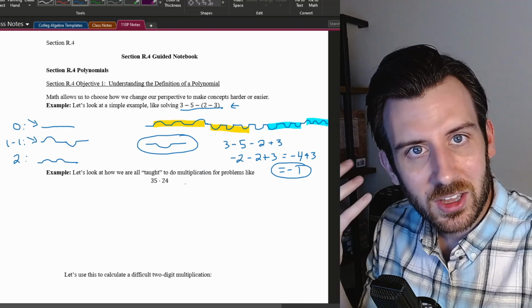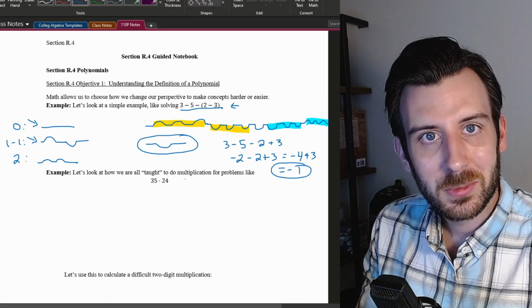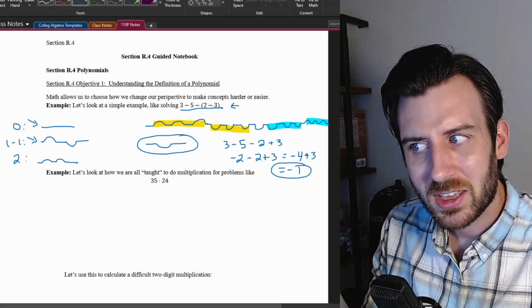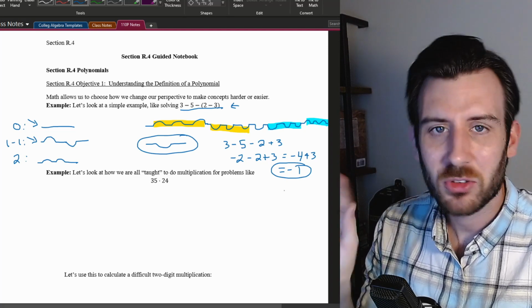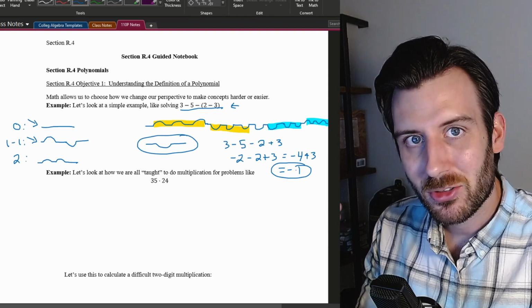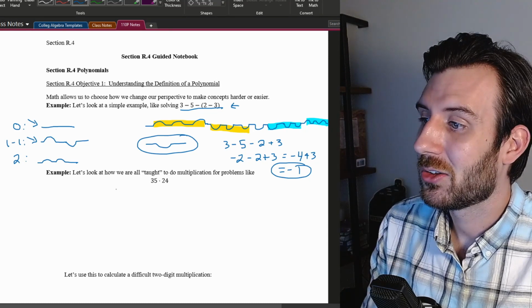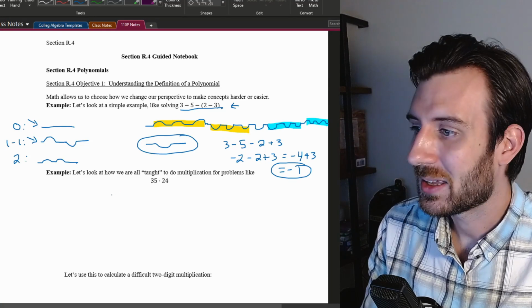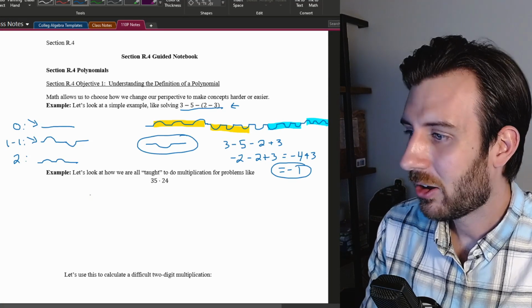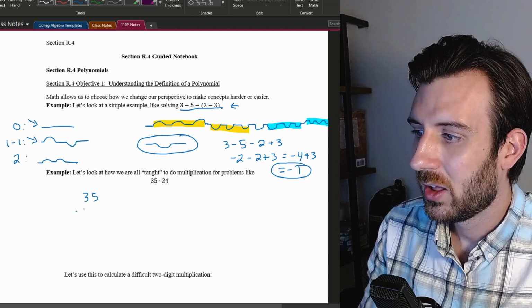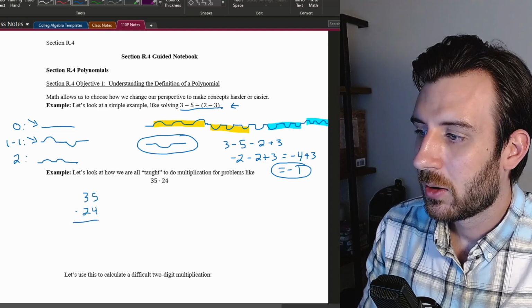So now that I've opened up the door a little bit to changing our perspective and how we can see what look like complicated problems as pretty simple examples, let me show you how we can take this one step further with multiplication. Multiplication becomes very difficult when you're first learning it, because if you'll remember, when you're originally taught how to do 35 times 24, you might see something like this.